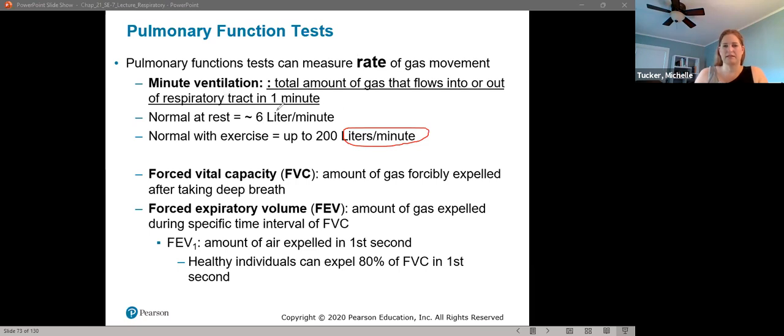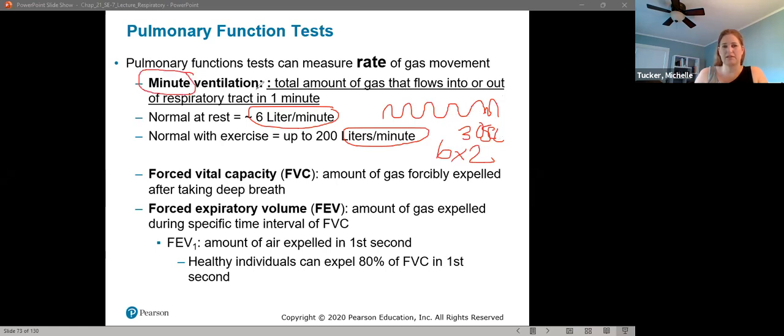At rest, normal minute ventilation, so the total amount of gas that flows in or out, is about 6 liters per minute. And you'll take the number, let's say this is a 30-second strip. You would count the number of peaks, 1, 2, 3, 4, 5, 6. And then you'll need to multiply that by 2 because this represents 30 seconds.